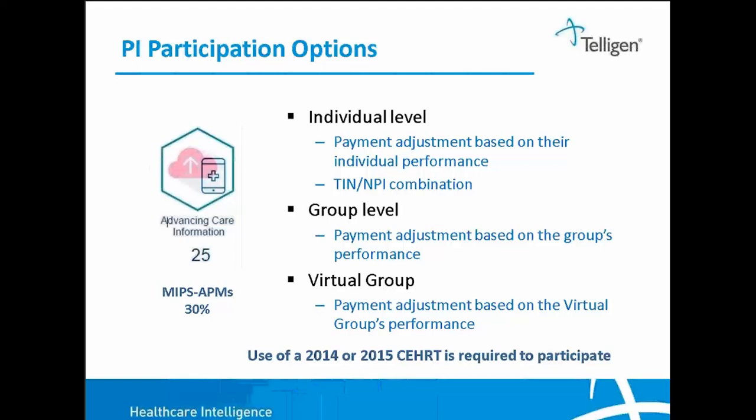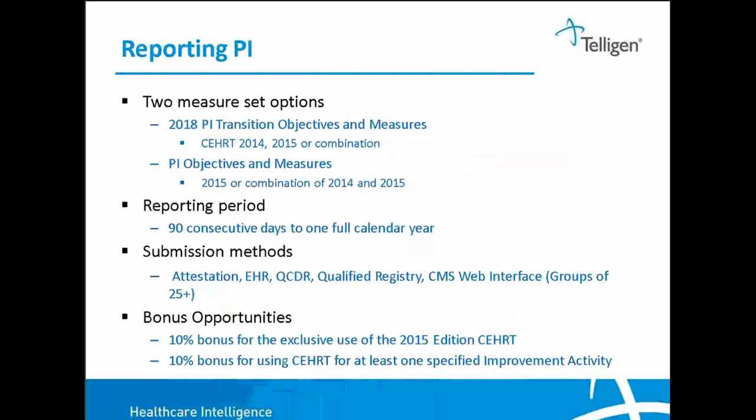The same as last year, the level of participation has to be the same across all of the performance categories: quality, PI, improvement activity, and cost. If you're going to participate as a group, all of those categories you'll participate in as a group or as an individual.